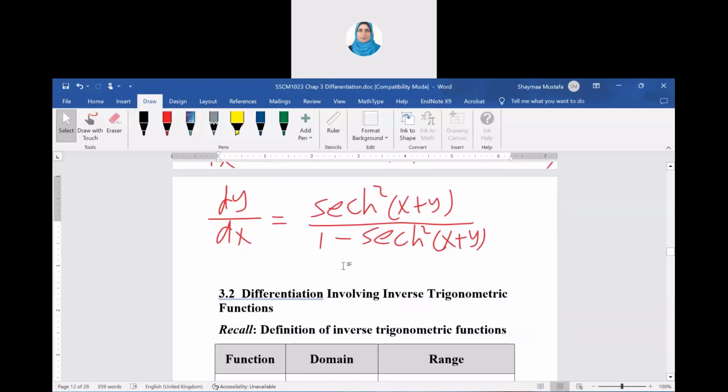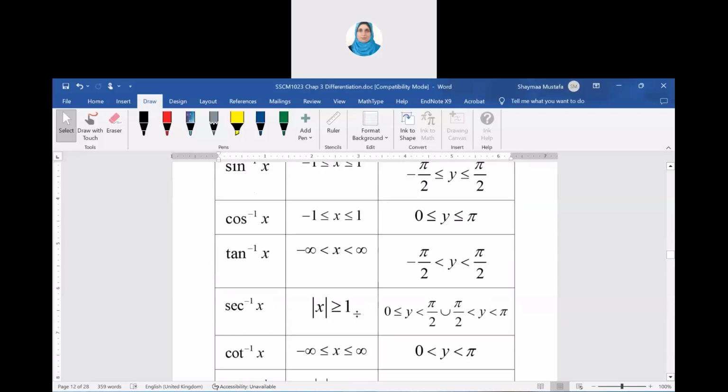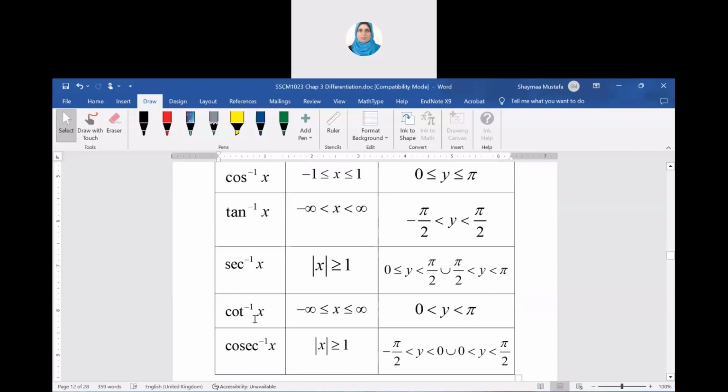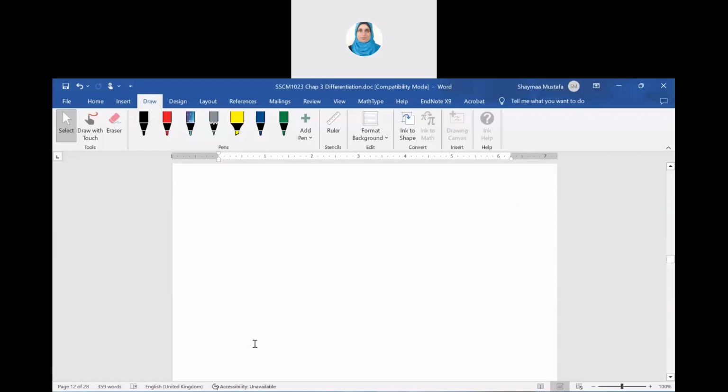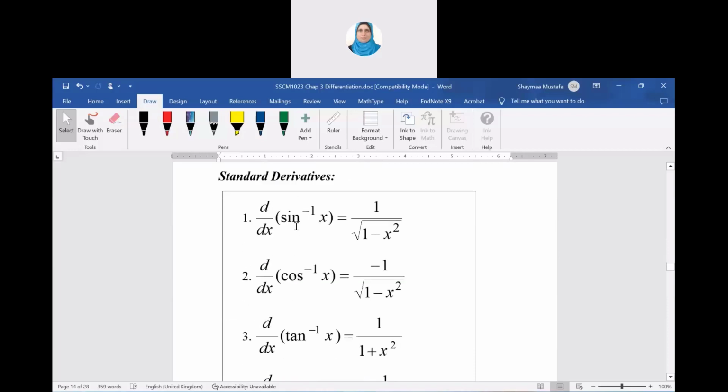This is the derivative for hyperbolic function. The same rules will be applied for inverse trigonometric function and inverse hyperbolic function. The same rule exactly. So we have 6 inverse trigonometric functions: sine inverse, cos inverse, tan inverse, sec inverse, cot inverse, and cosec inverse. To find the derivative, the derivative for sine inverse x is 1 over square root 1 minus x squared. No need to memorize this derivative because it will be provided to you in the test.